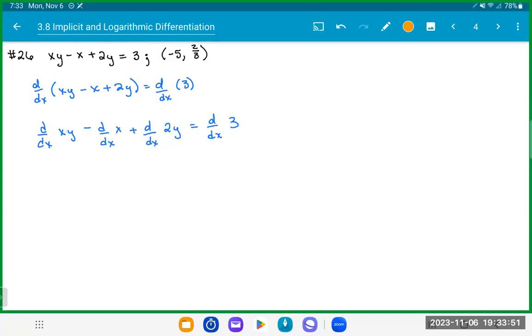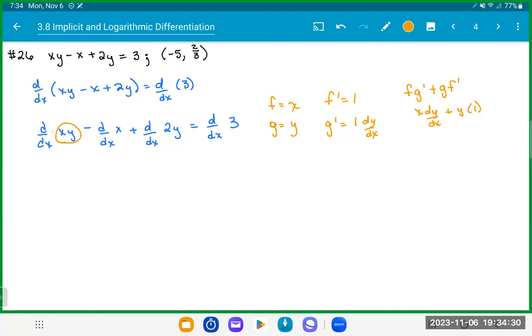So this first one here, that means we're going to have to use the product rule. So my f is equal to x, my g is equal to y. So my f prime equals 1, and my g prime equals 1 dy/dx. Okay, so if I use my f g prime plus g f prime, that will give me x dy/dx plus y times 1. Okay, now we'll carry that down over here.